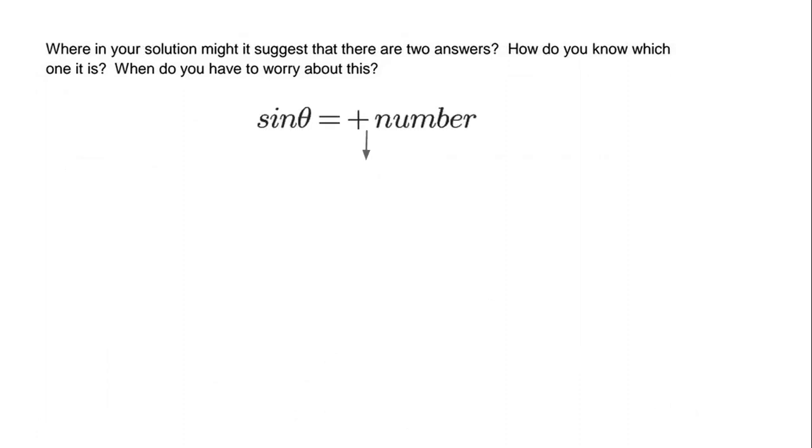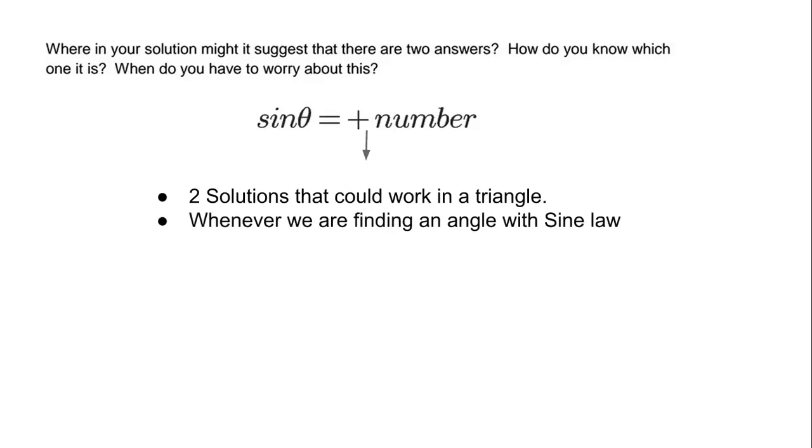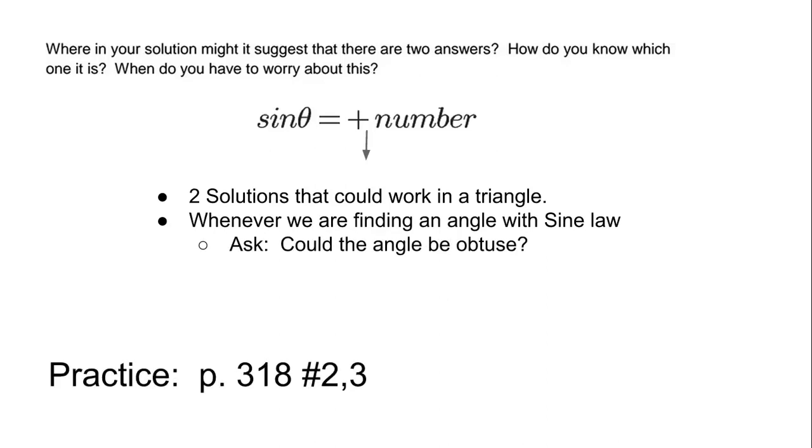So when do you care about this? When you have sine theta equals a positive number, there are two solutions that could work in a triangle. And this is really whenever we're finding an angle with the sine law. We always ask, could the angle be obtuse? So practice that. There's only a couple questions. And then we'll practice doing three-dimensional triangles in the next lesson.